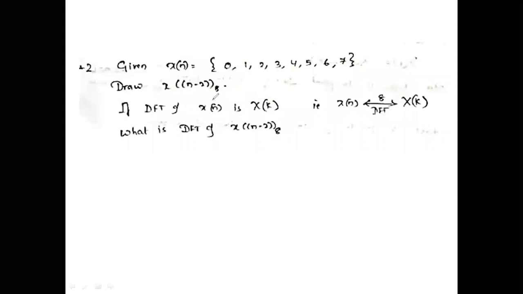Here is a second numerical. They have given an x of n. They want you to write x of n minus 2. Maybe you can write a sequence. Can anybody tell me what is x of n minus 2? Circular. This is 8. Okay, poor handwriting. 1 2 3 4 5 6 7 8. N is equal to 8.